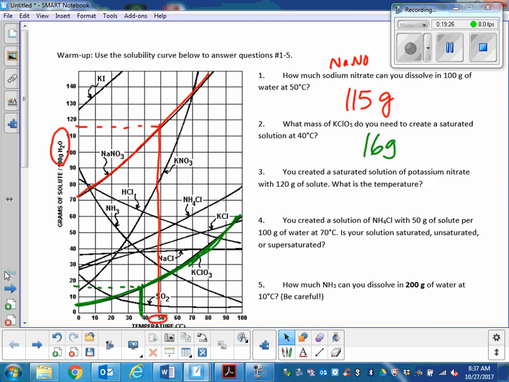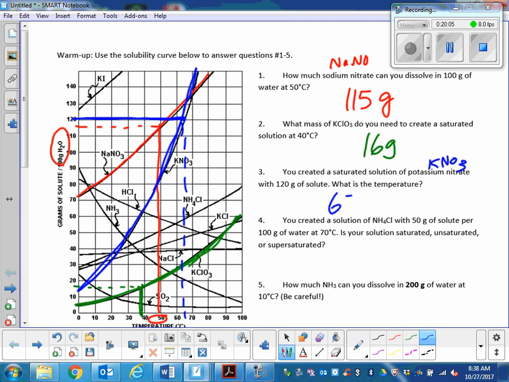Are we good? Allison, so you created potassium nitrate. Were you able to figure out that that was KNO3? All right? So this is potassium nitrate. Okay? So you are dissolving 120 grams of potassium nitrate. Are you with me? Are you all understanding? And then I come down. All right? What is the temperature? What is the temperature, Allison?